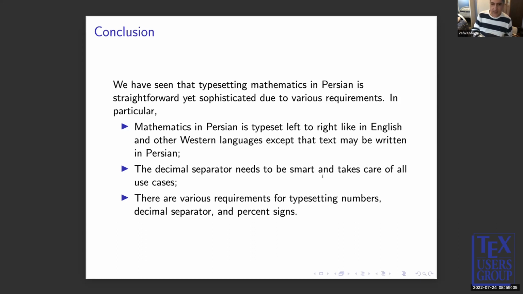So we want the period at the end of a math mode to really be just a period as a punctuation, not a decimal separator. And with regard to repeating decimals, whenever after a period we have the control sequence overline or dot, we want the period to be converted to a Persian decimal separator in the output. And there are obviously various requirements for typesetting numbers, decimal separators, and person signs in inline and display math modes.